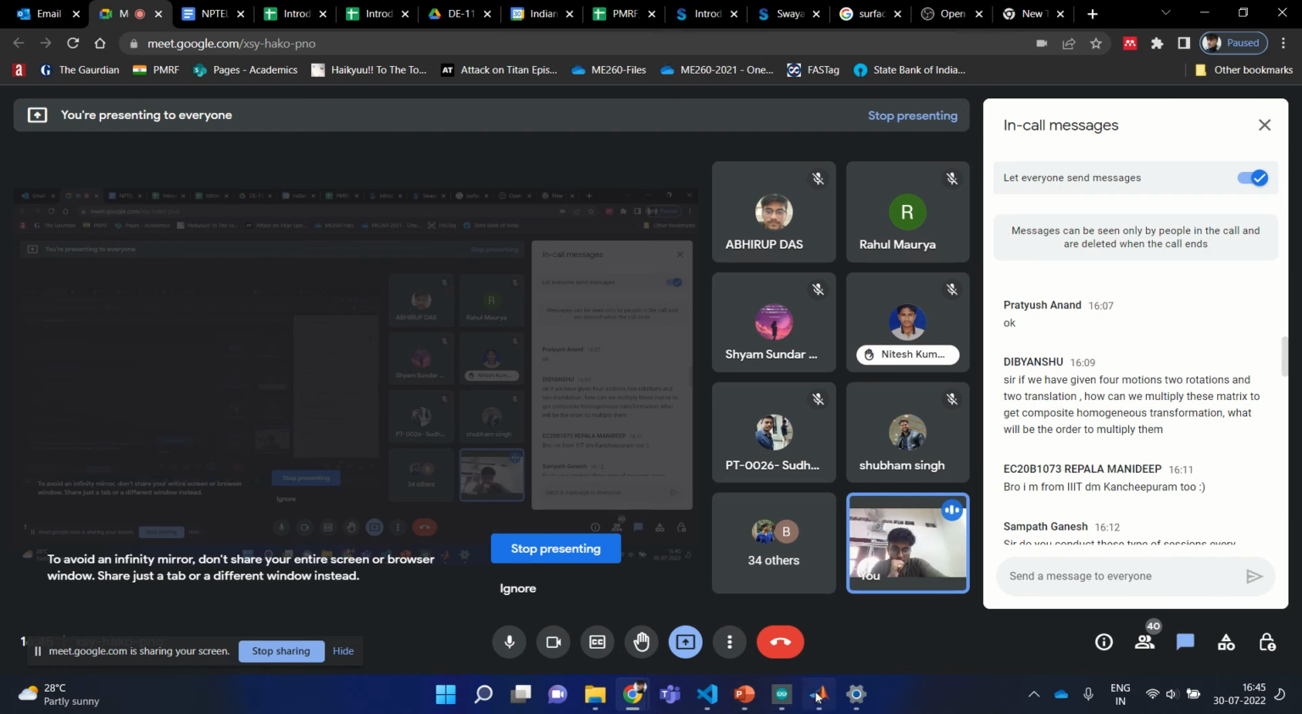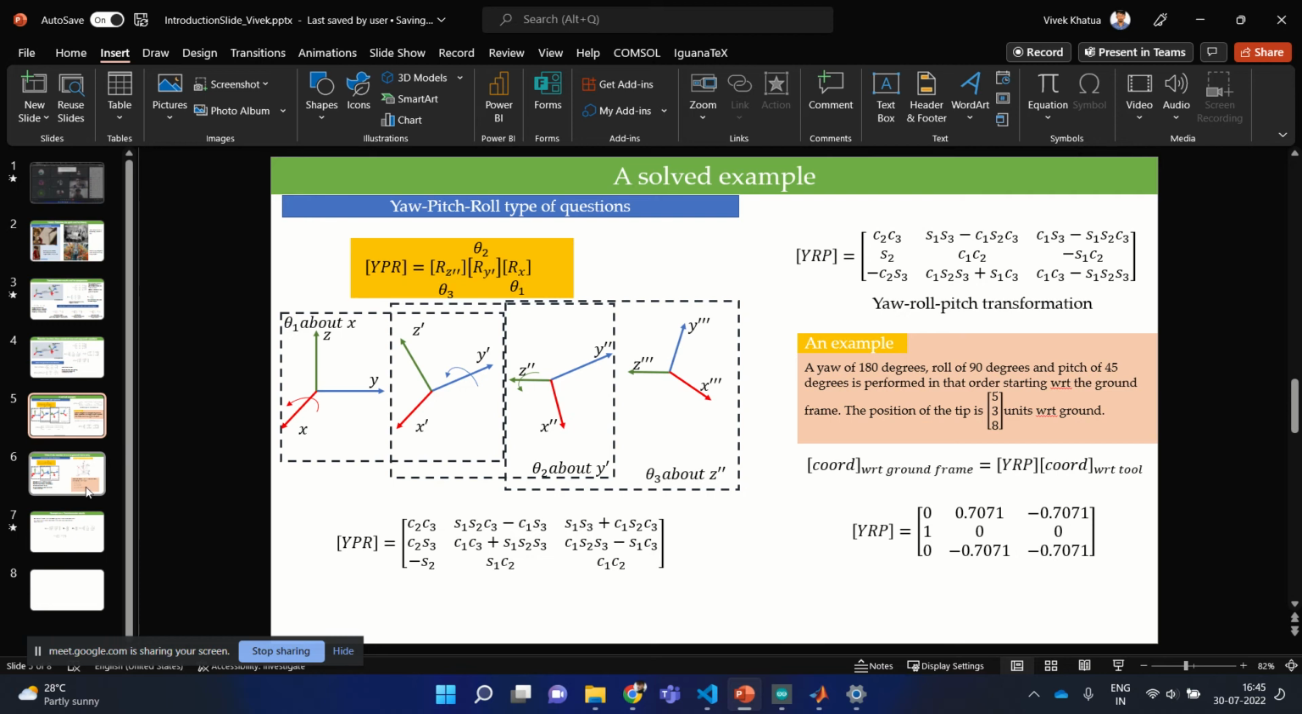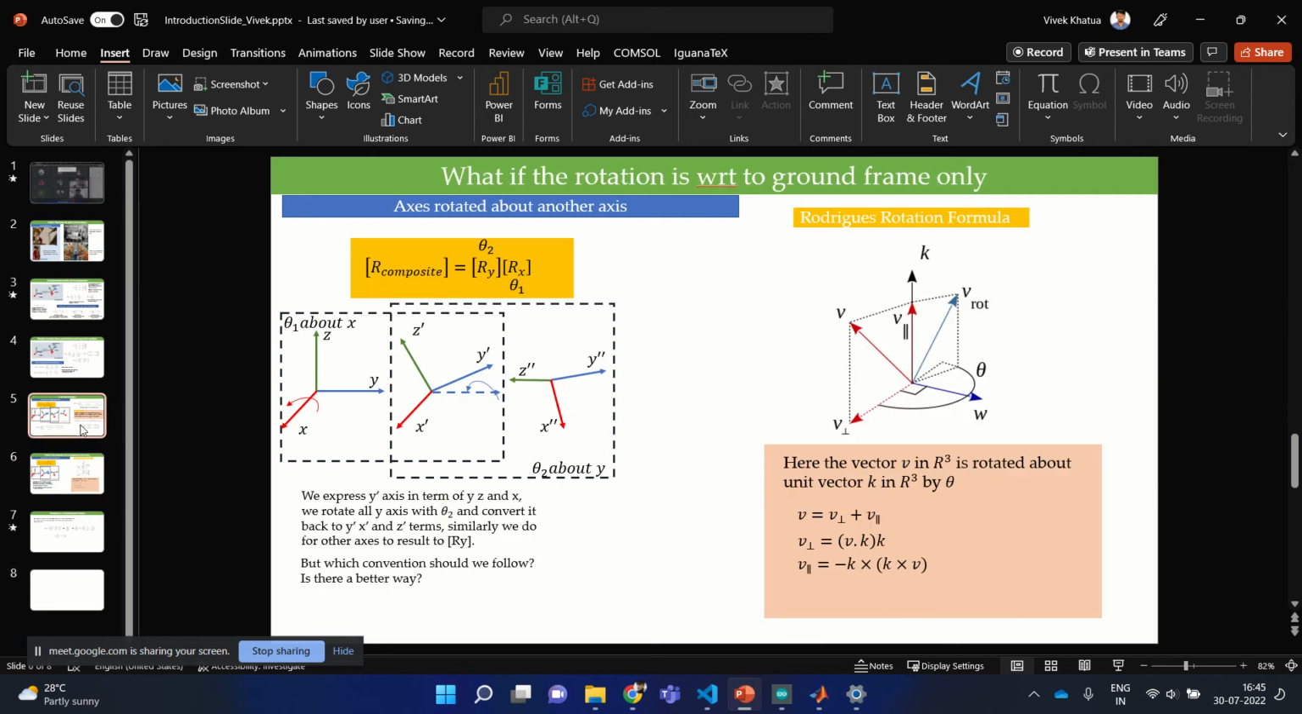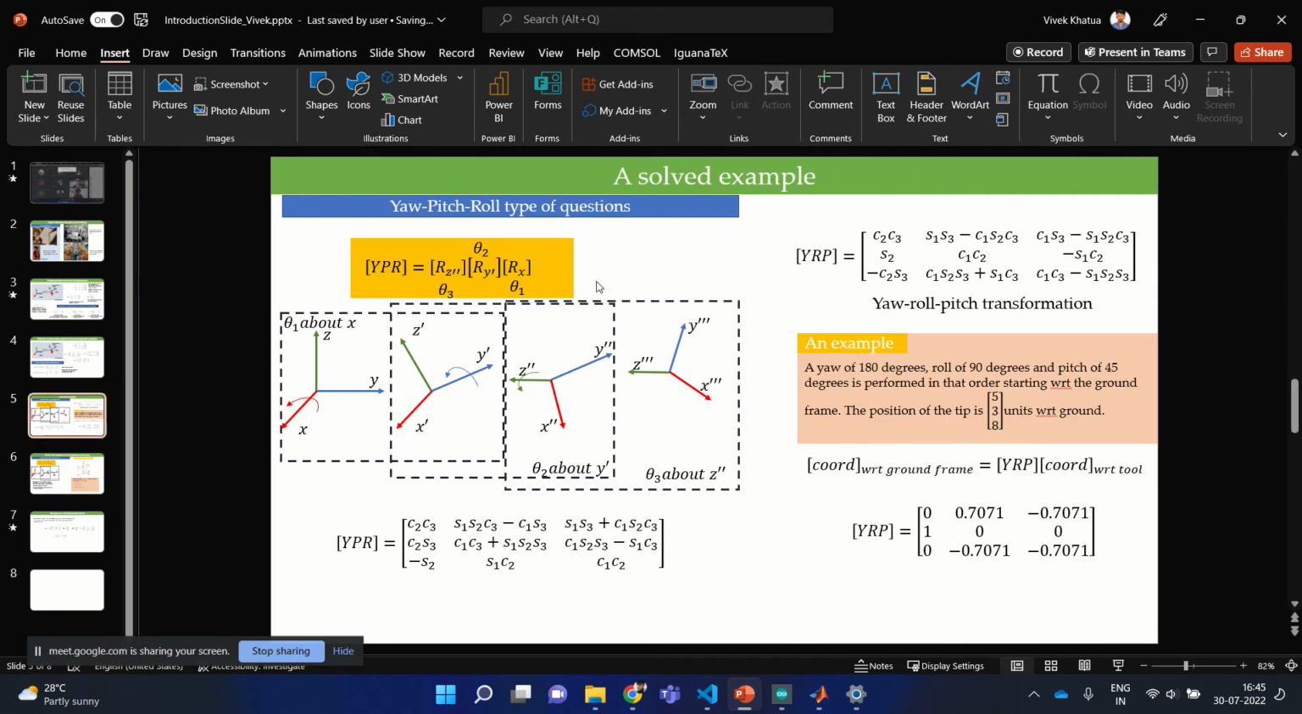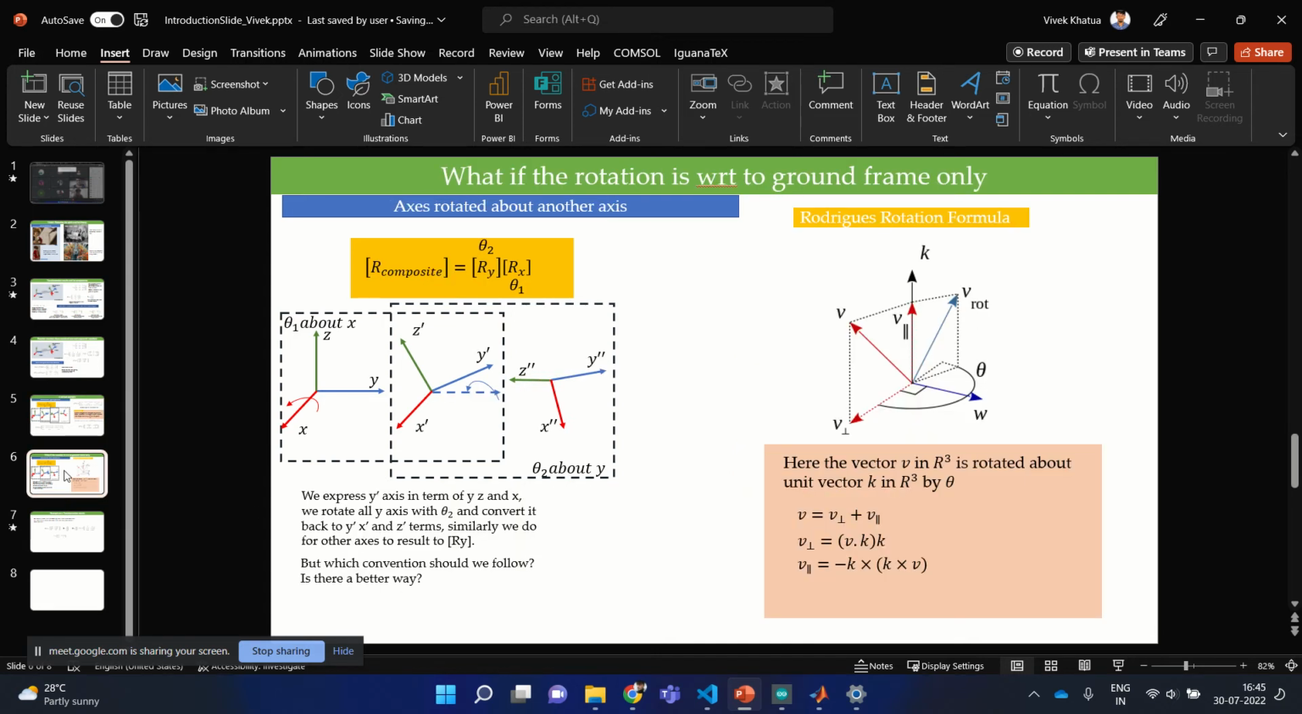So let me just present my slides. There it will be clear. Here we saw that we are doing a sequence of rotation about the transformed axis or the transformed frame, we are taking that y-axis and rotating about that. What if we had a ground frame of reference and we are asked to rotate about the ground frame of reference? Although this is not covered in the lecture, it's good to know how to do a problem like this.